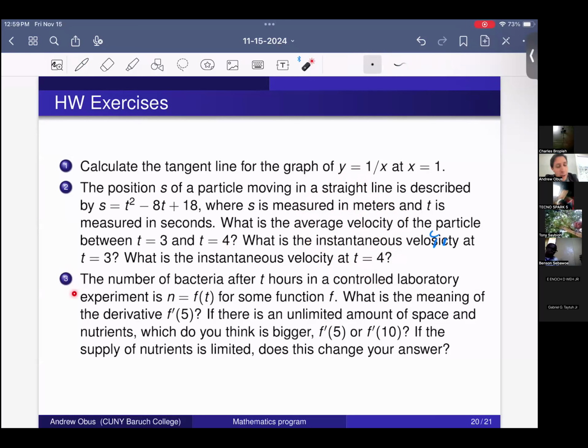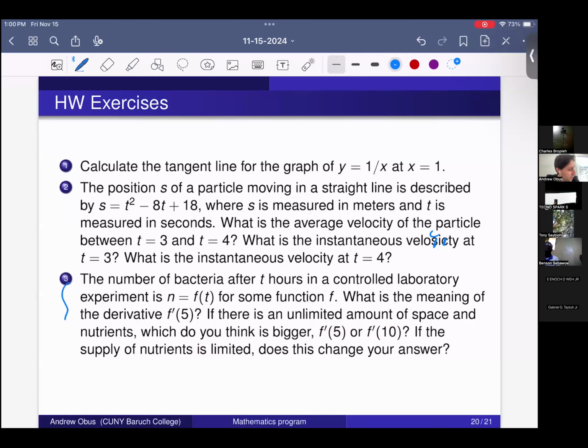And then 3 is a little bit more of a thought question. So there's no numerical answer for 3. It says the number of bacteria after t hours in a controlled laboratory experiment is n equals f of t for some function f. So what is the meaning of the derivative f prime of 5? What does that mean? And if there's an unlimited amount of space and nutrients, which do you think is bigger, f prime of 5 or f prime of 10? And if the supply of nutrients is limited, does this change your answer?